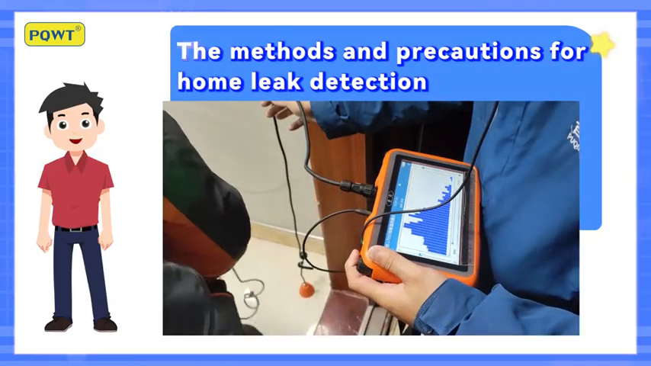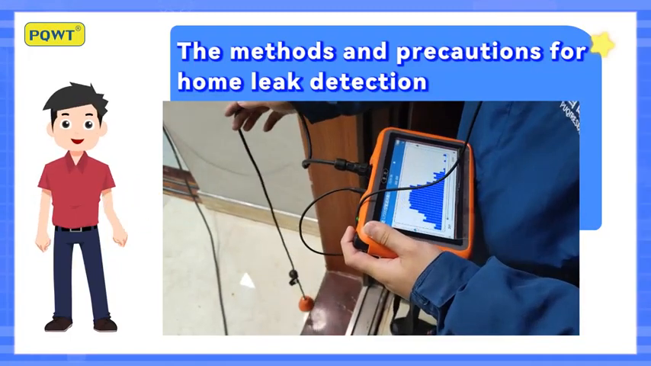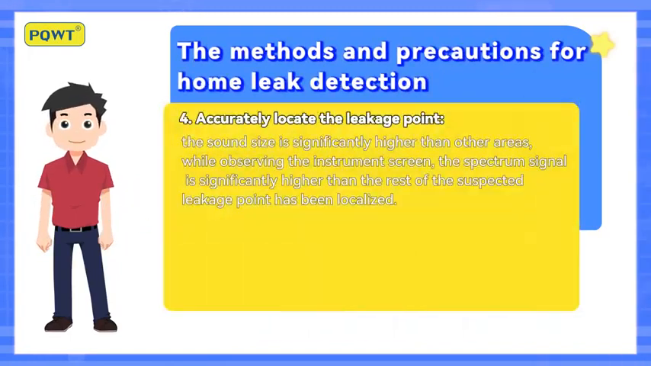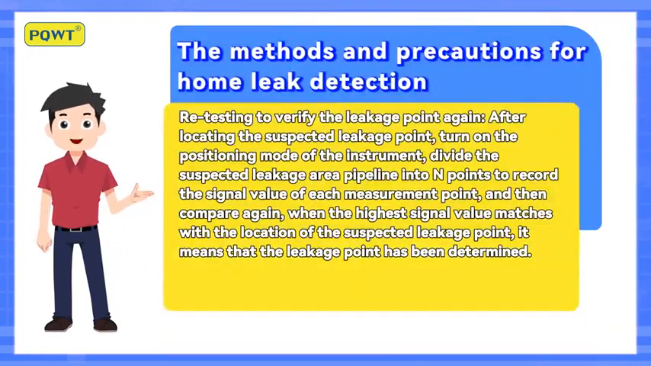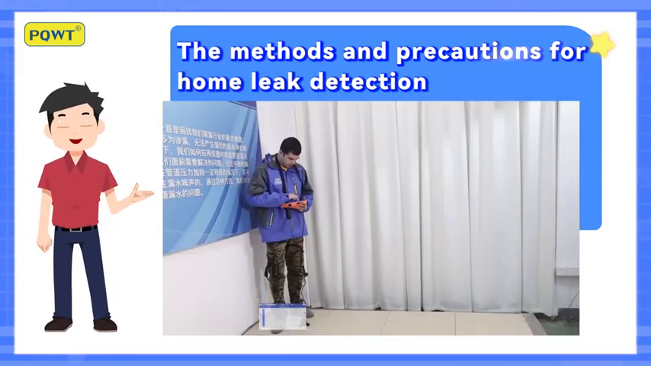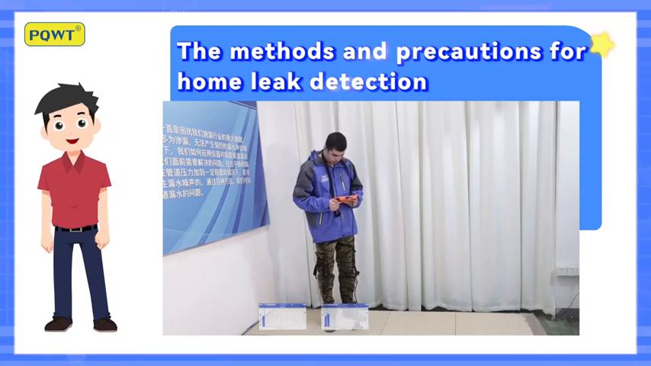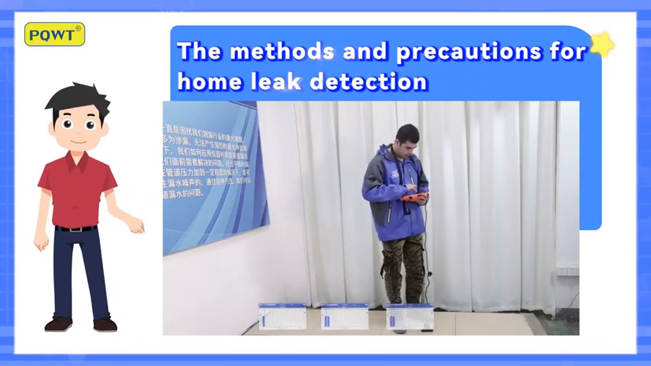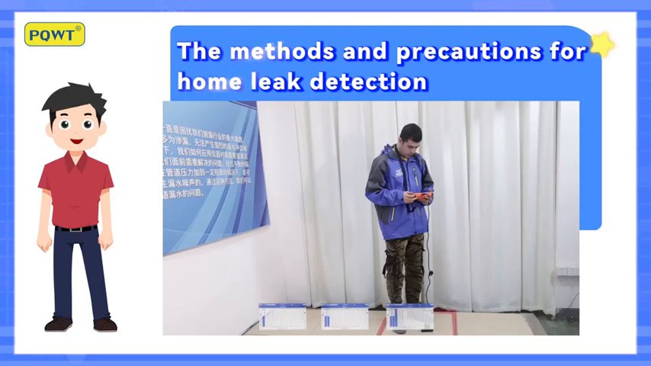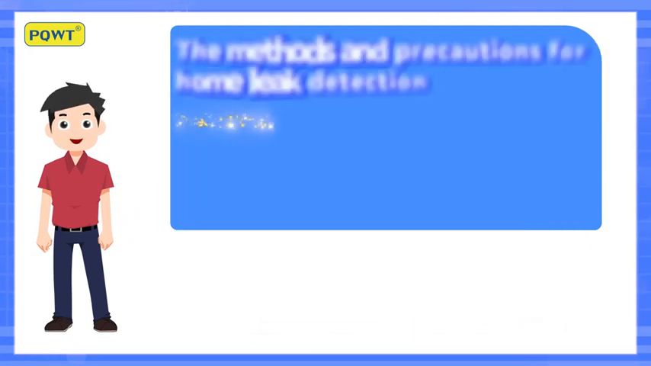While observing the instrument screen, the spectrum signal is significantly higher than the rest, so the suspected leakage point has been localized. Retest to verify the leakage point again. After locating the suspected leakage point, turn on the positioning mode of the instrument. Divide the suspected leakage area pipeline into endpoints, record the signal value of each measurement point, and then compare again. When the highest signal value matches the location of the suspected leakage point, it means that the leakage point has been determined. Precautions.